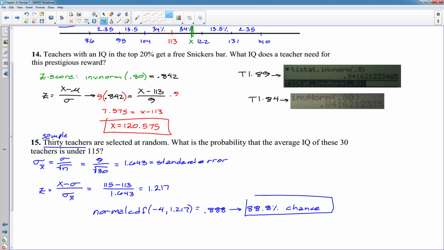So there we go. There is some normal distribution stuff, and keep in mind that if you're looking at only a small sample of the entire group, you have to go through and find the standard error, and then you use that when you compute your z-score.